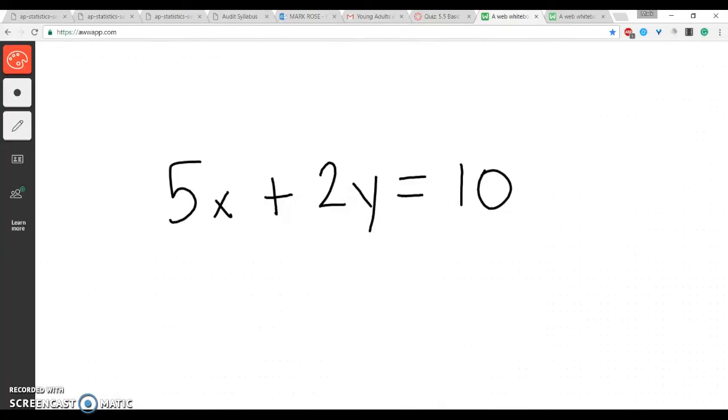Okay, so today we're going to learn how to change some of these lines' forms. So this line right over here is called a line that's in standard form. Now the issue with standard form is it's not easy to graph.